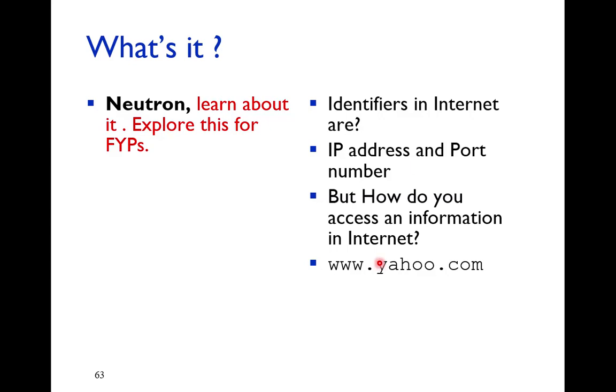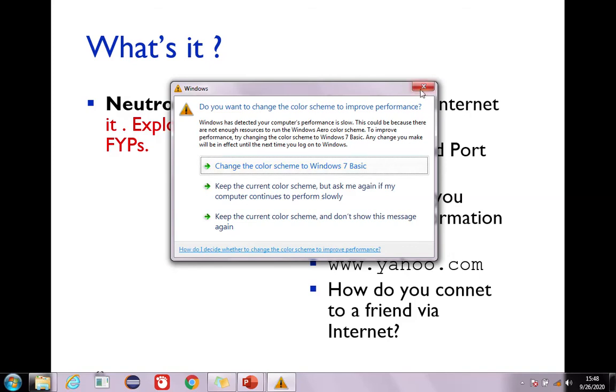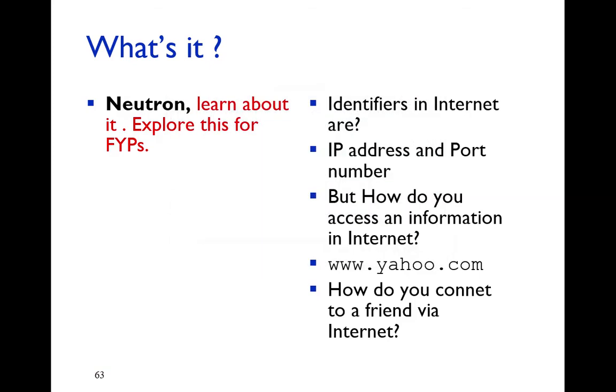So what is the logic? How are users using names to access machines on the internet, while internet applications are using IP addresses and port numbers? What is the logic behind it and how does it work? So let's discuss it. How do you connect to a friend via the internet? We use names or applications. Today we are going to discuss this logic.